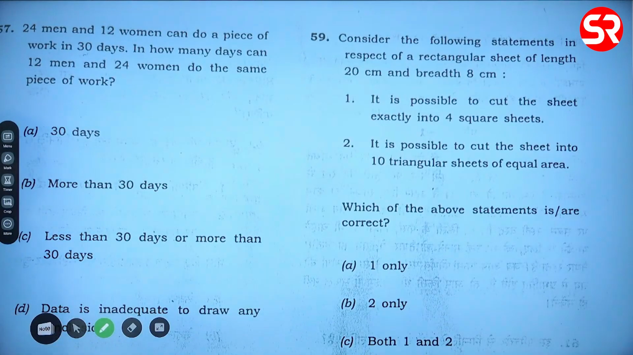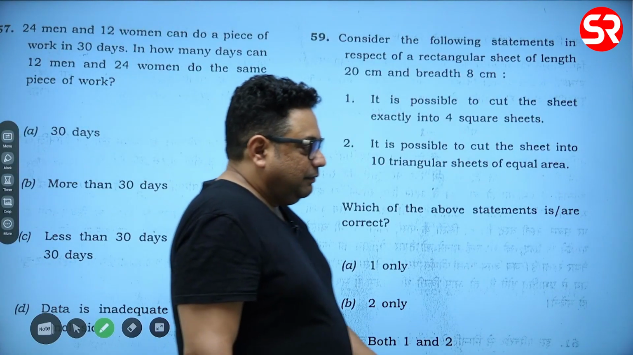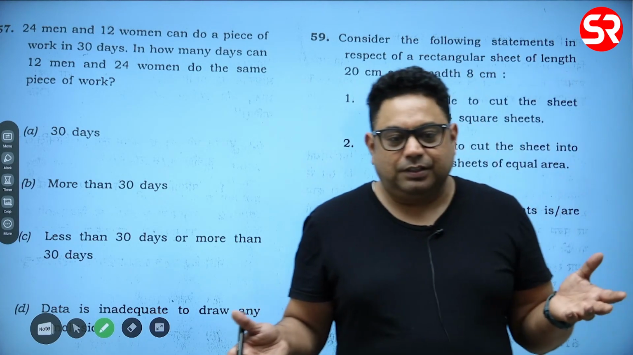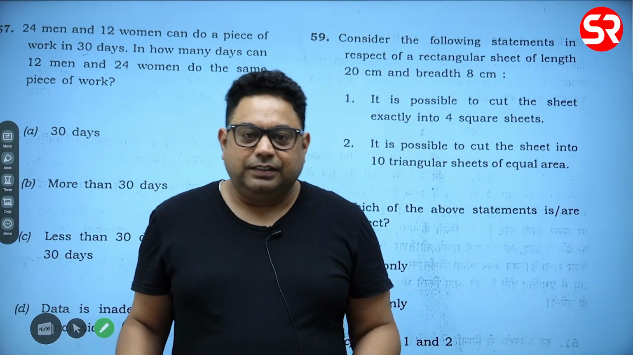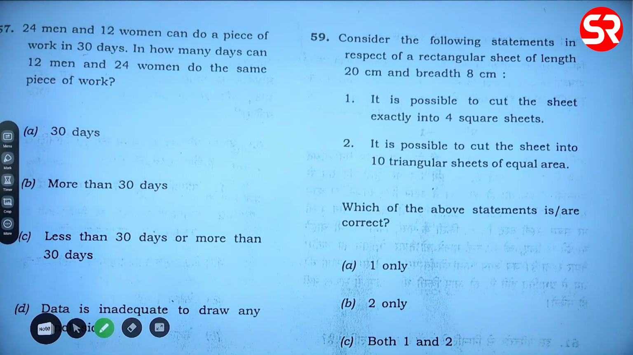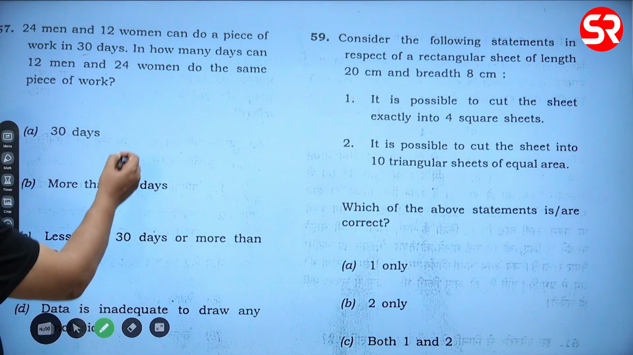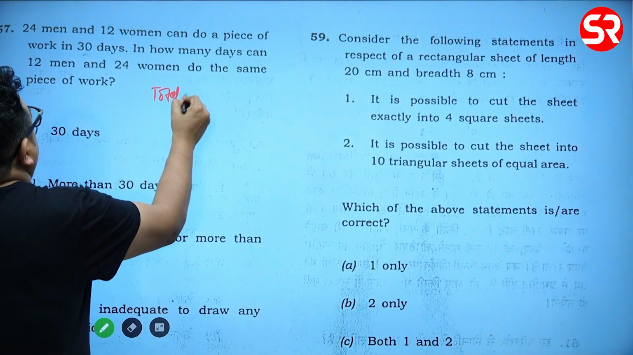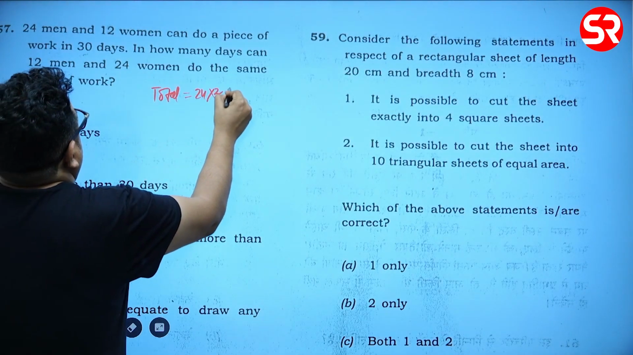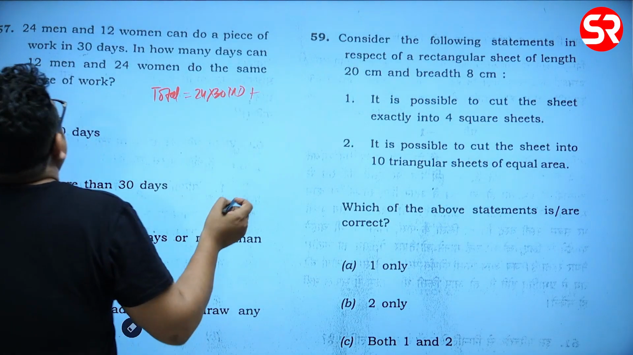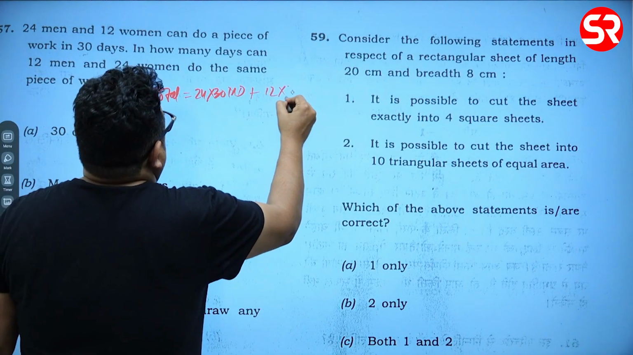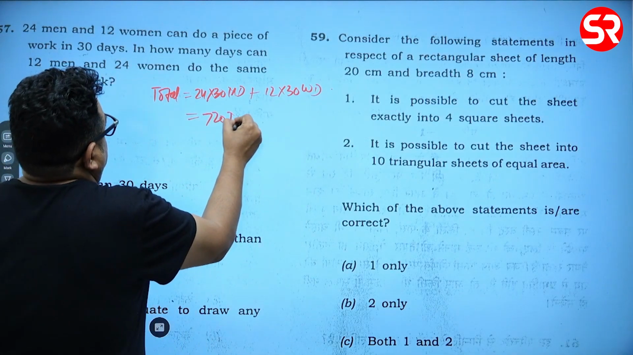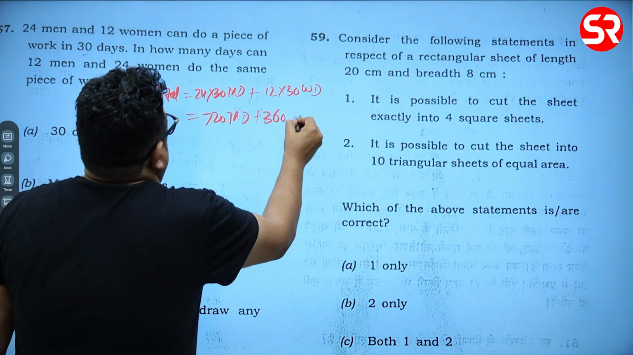Amazing question. We have done it many a times in our classrooms. Men work, women work. We have done it, isn't it? So let's see. He says 24 men and 12 women can do a piece of work in 30 days. So total work is actually 24 into 30 man days plus 12 into 30 woman days. So total work comes out to be 720 man days plus 360 woman days.